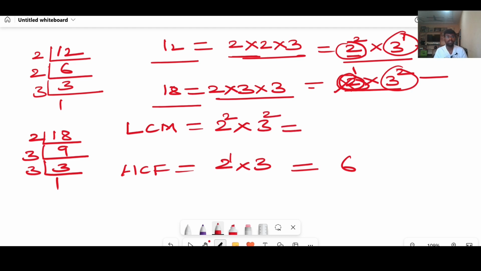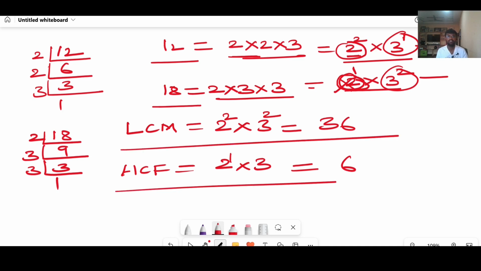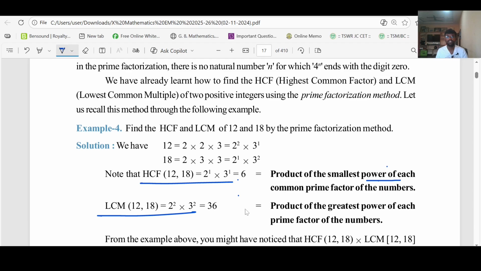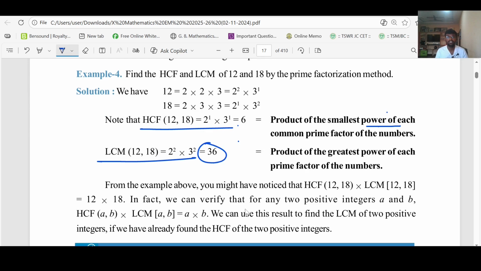That means LCM of 12 and 18 will be 2 square, 4, right? 3 square, 9, 4 nines are 36. Its LCM is this one, HCF is this one. You can look at here. LCM is 36, HCF is 6, right?